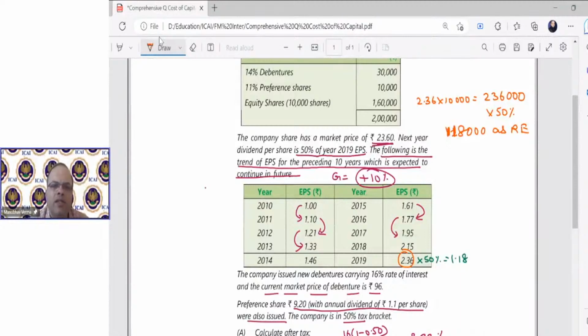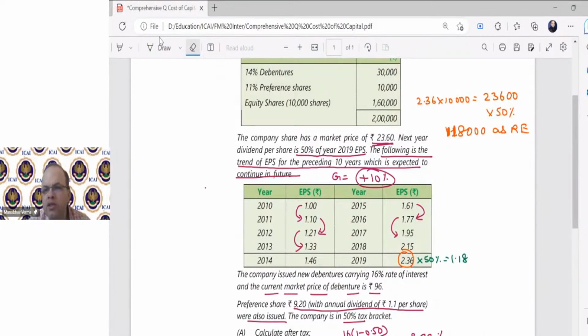Okay, I think there's one extra zero. Let me correct that. So 23,600 are you talking about, guys? 23,600, right? So I've just corrected. One student said that there is an additional zero I mentioned. So 23,600 into 50% is 11,800. 10,000 into 2.36, 23,600.